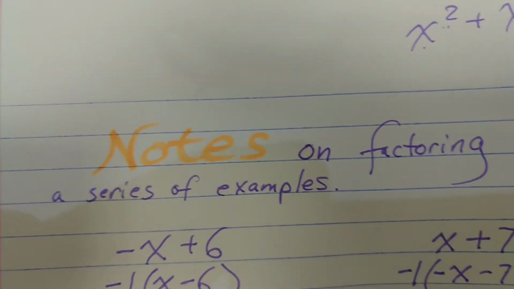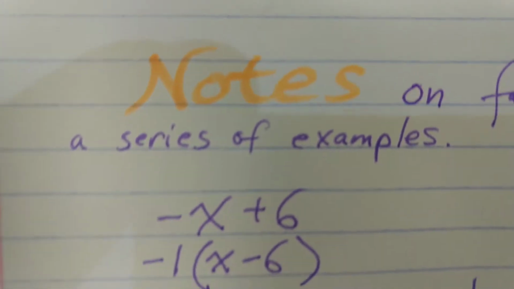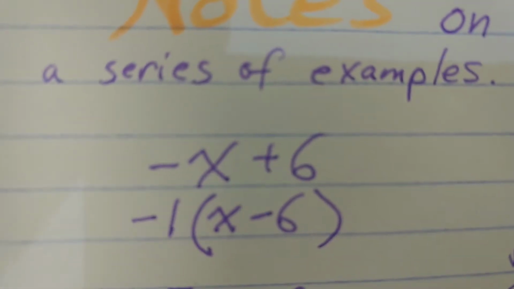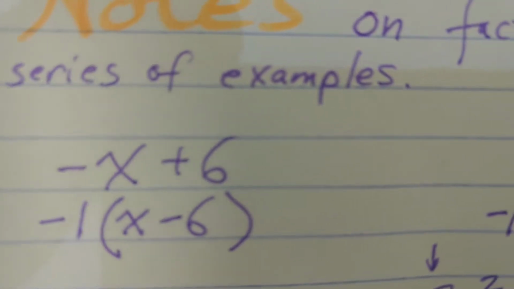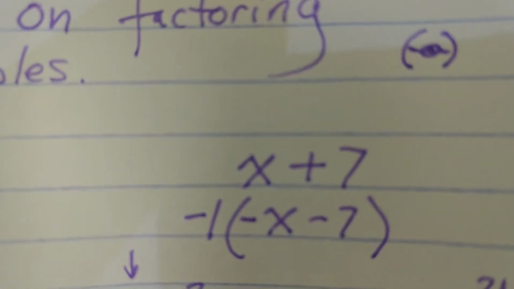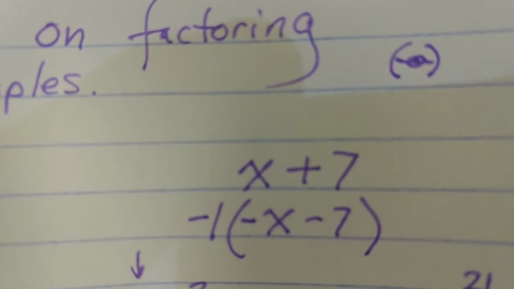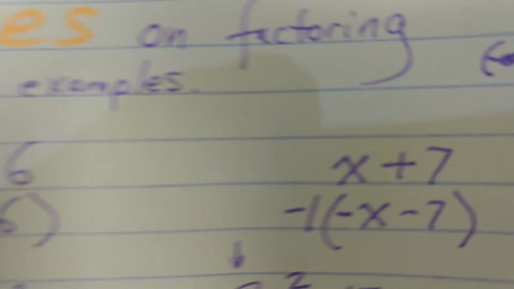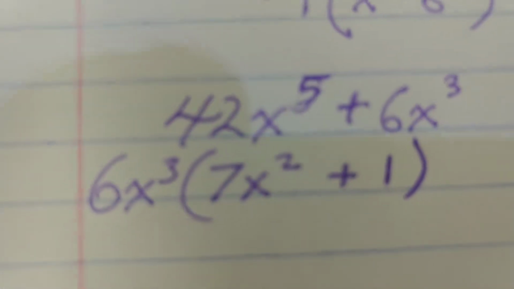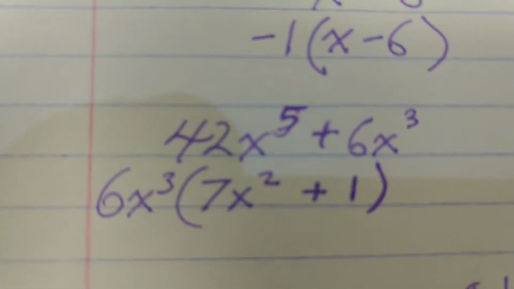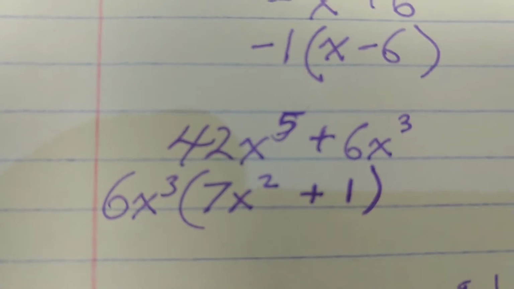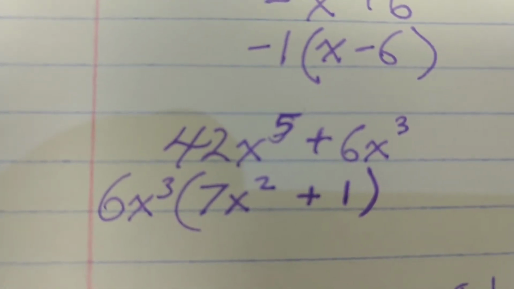Alright, this is going to be notes on factoring. First, some examples. Factor out a -1. Factor out a -1 when that is not helpful, but still you can do it. Factor out a 6x cubed.